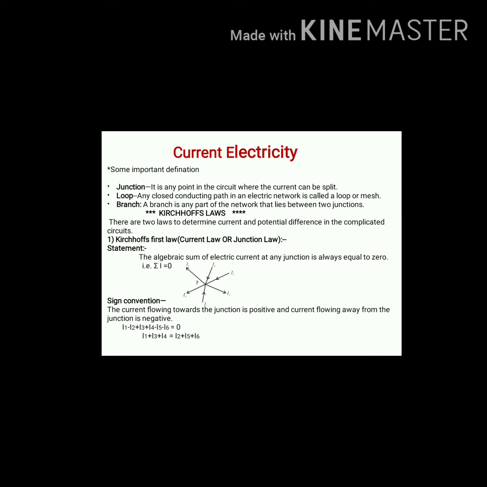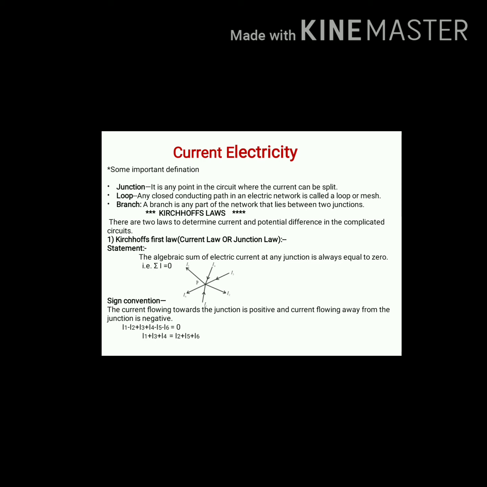Then steady current. An electric current which does not depend upon time is called as steady current. In this chapter, we shall study the Kirchhoff's laws and their applications for the electrical circuit. Also, we shall study a few experiments to measure the resistance and to compare the EMF of cell.